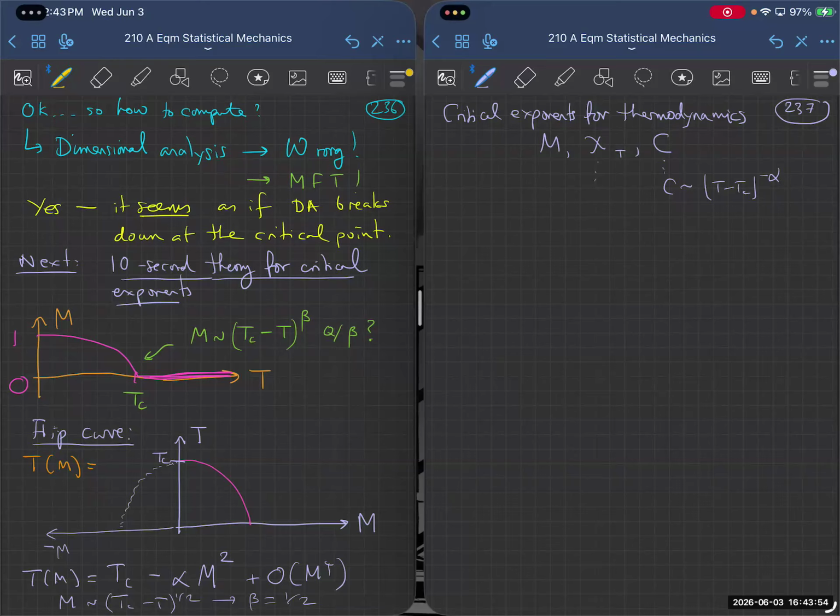This one you've seen before. Chi goes as T minus Tc to the minus gamma. This one, m, goes as Tc minus T to the power beta.